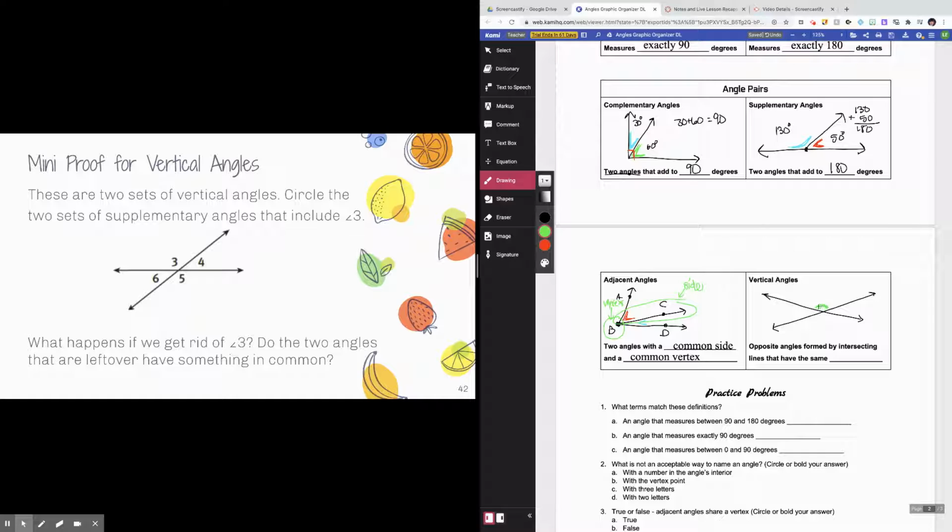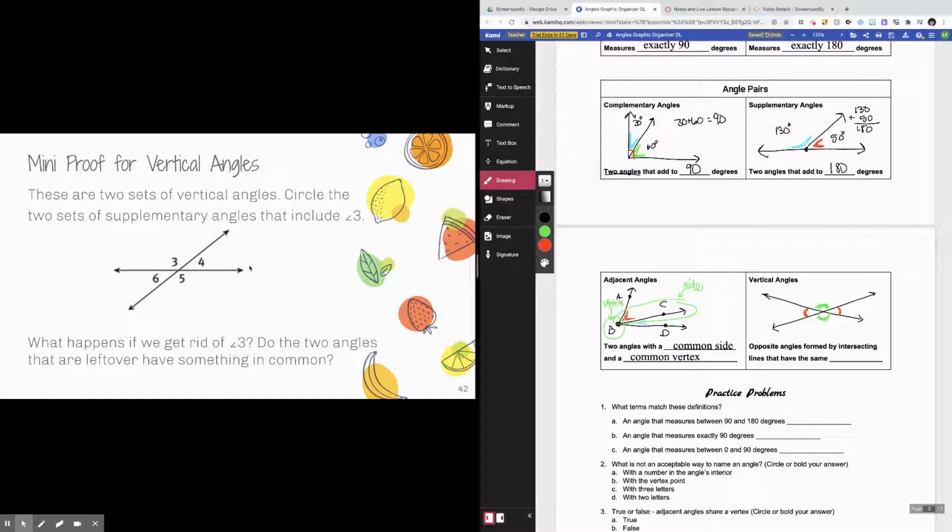Over on the right side, I have this one in green, so the one at the top and the bottom. Those are like a reflection of each other. They're across from each other. And then you also have the ones on the left and the right. So we have two sets of vertical angles here.